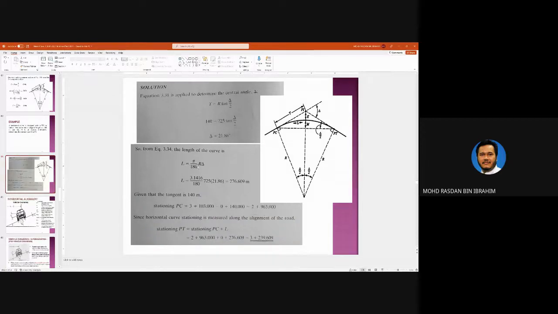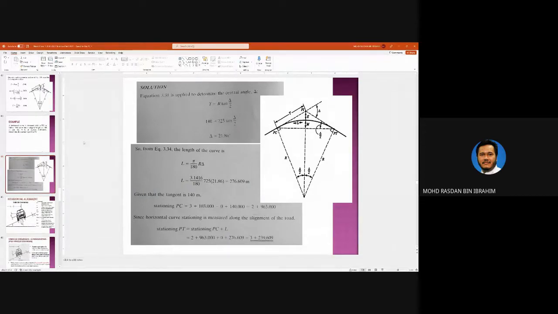So L equals pi over 180 multiplied by radius and the delta. So you get L equals 276.609 meters. So given the tangent is 140 meters now, stationing of PC is 3 plus 103 minus 140 meters.